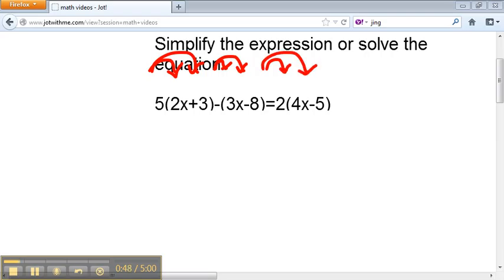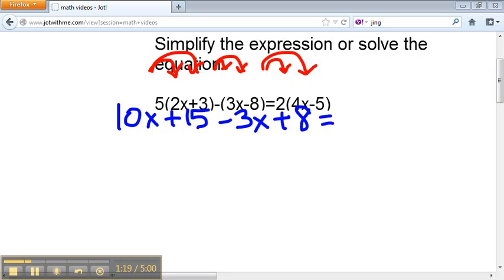So when we do that, we get 5 times 2x is 10x. 5 times 3 is 15. Negative 1, because that's an understood 1 where the negative sign is, times 3x will be minus 3x. And negative 1 times negative 8 gives us positive 8. So that's the left-hand side of the equation.